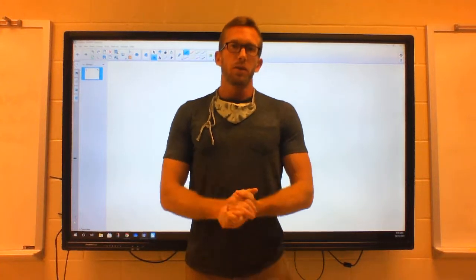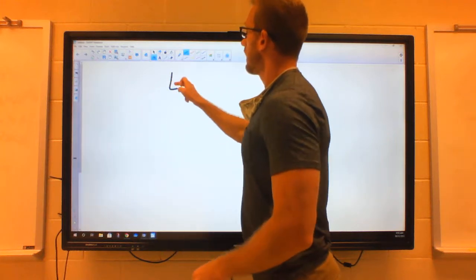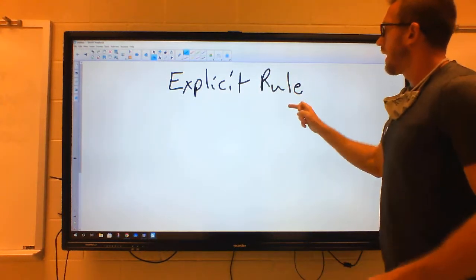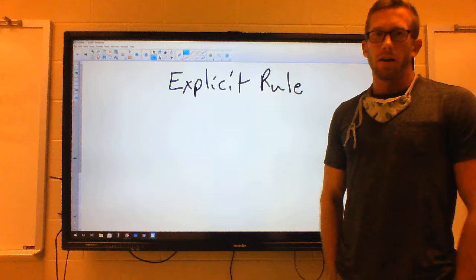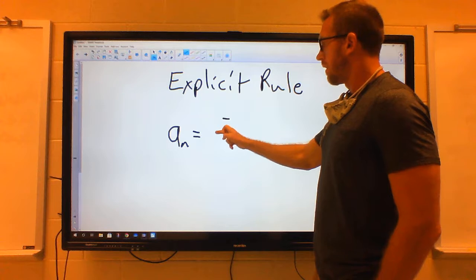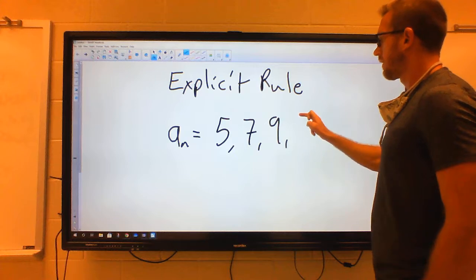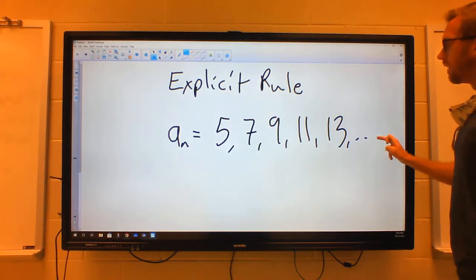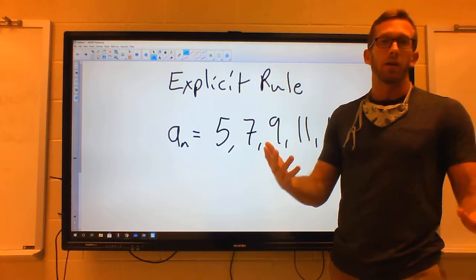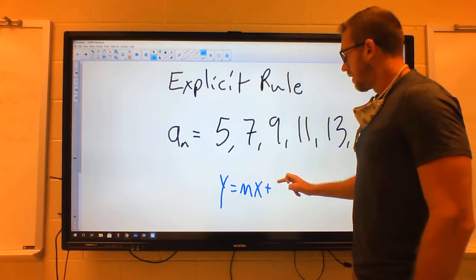Hey Algebra students, today we're going to talk about arithmetic sequences again, specifically dealing with the explicit rule. If you recall, arithmetic sequences have a linear fashion to them. For example, we could start with some initial value for our first term and then increase every single term thereafter by a common difference, very similar to increasing by a constant rate of change, like a linear equation.